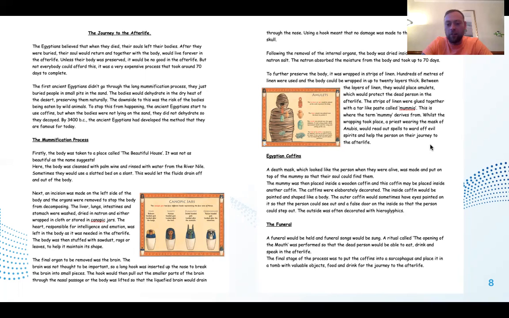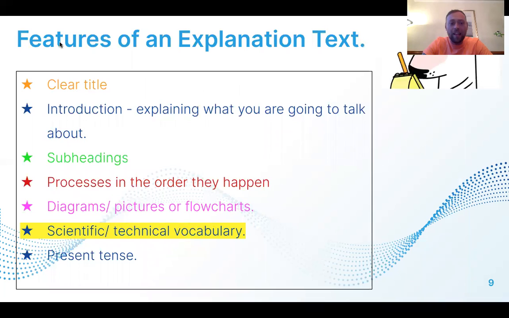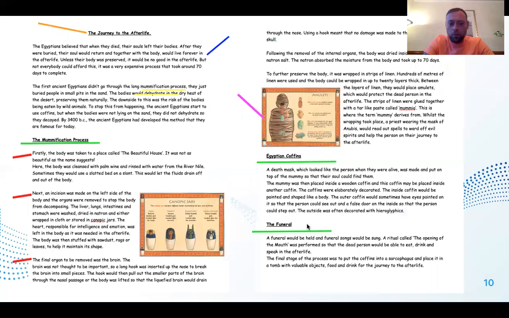Okay, so let me tell you the features we need. If the text is an explanation text, it will have a clear title. It will have an introduction explaining the topic. It has these things called subheadings. Have you heard that term before? It puts whatever it's explaining in order. It sometimes uses diagrams, which is another name for pictures. It definitely uses big scientific words, and it's written in present tense. So let me show you what that looks like using the mummy example.